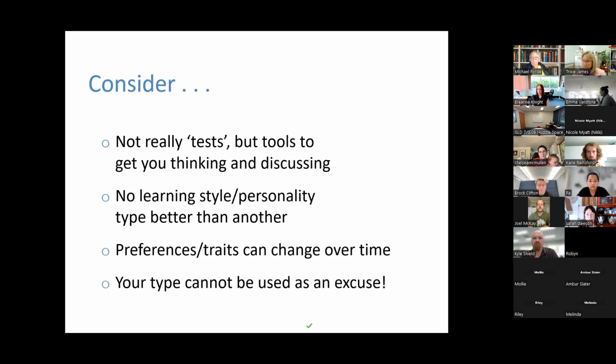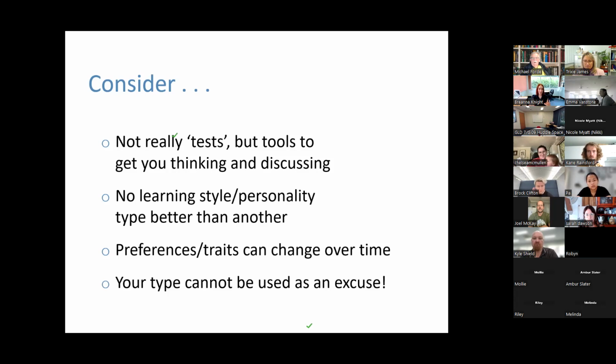And last but not least, they can't be used as an excuse. So you can't be that person that's like, oh, well, I'm a visual learner, so I can't possibly listen to you explain something. I have to see it. Like, you can. We're all capable of change. We're all capable of doing things if we have to do them.